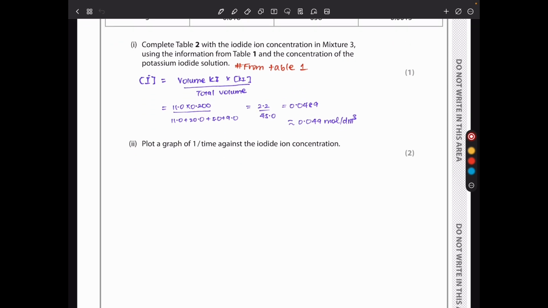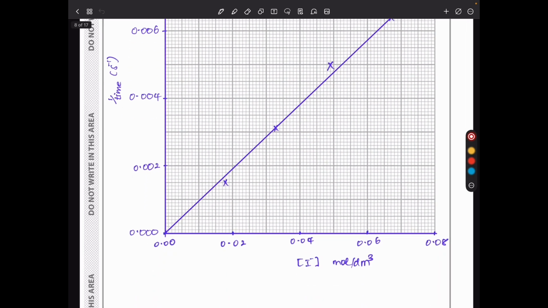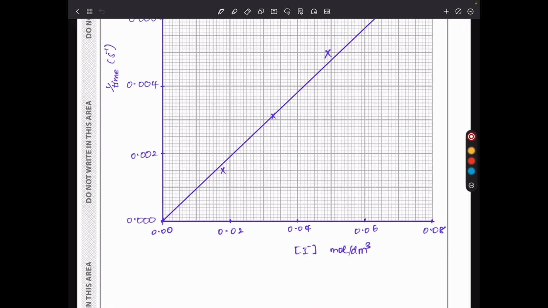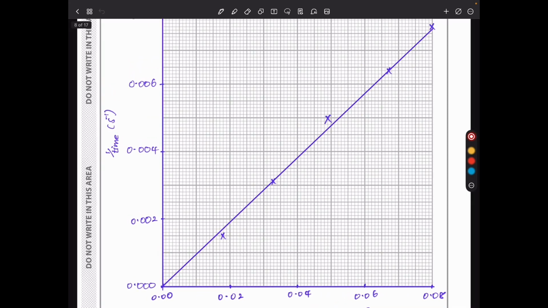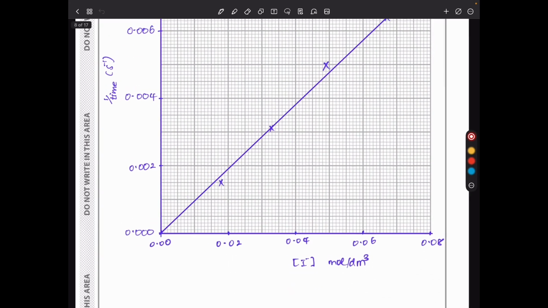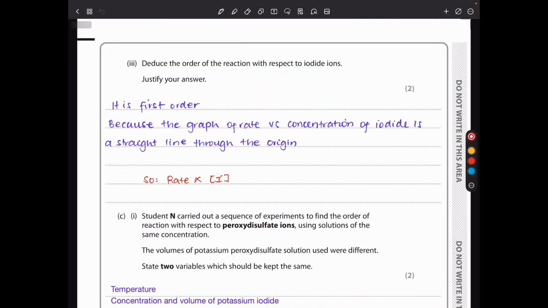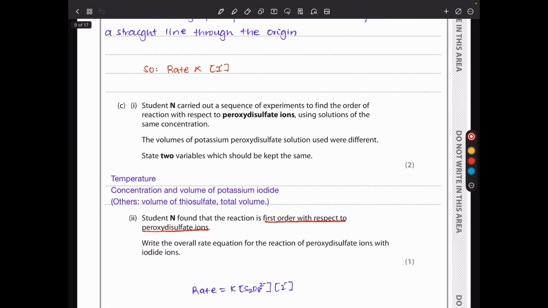Then they say plot a graph of 1/time against the iodide ion concentration. So this is my graph. We have 1/time in per second, and on the horizontal axis we have the concentration of iodide, and I drew a line of best fit going through the origin. Put labels and units on both axes, present your points appropriately, and then you get full marks. Then they say deduce the order of the reaction with respect to iodide ions and justify your answer. It is first order because the graph of rate versus concentration of iodide is a straight line through the origin.